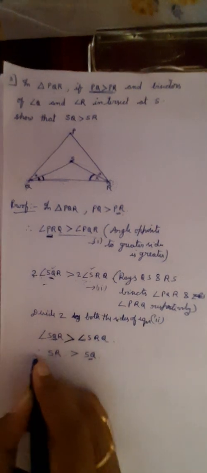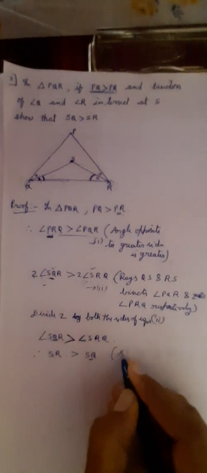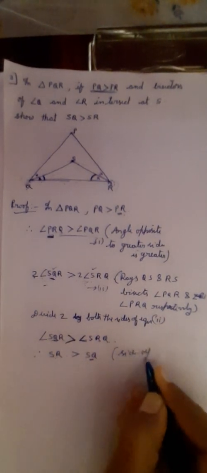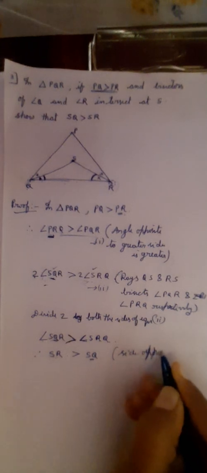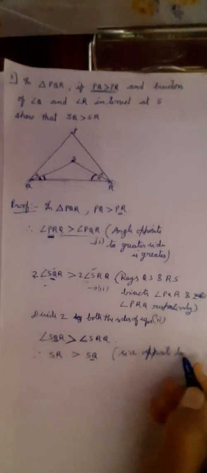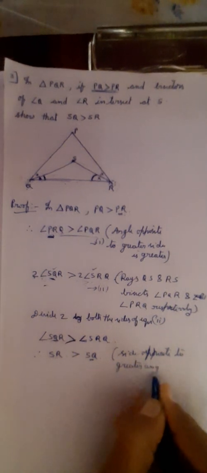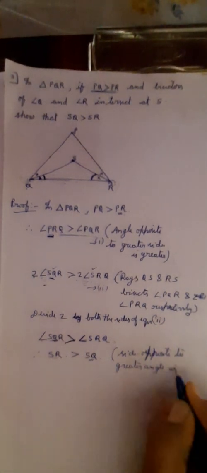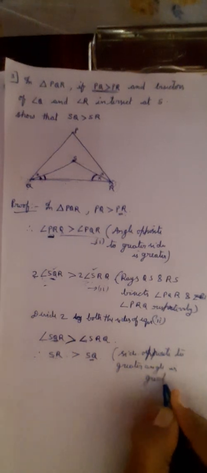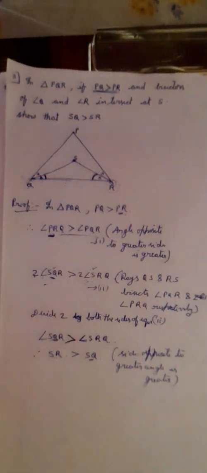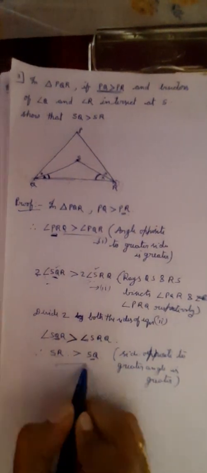So write the reason: side opposite to greater angle is greater. This is the solution, whatever was asked. SQ is greater than SR.